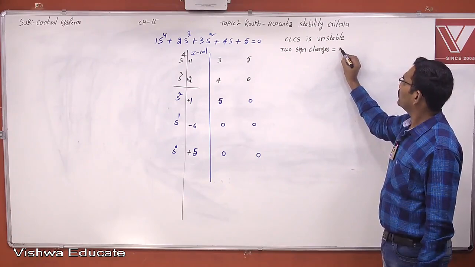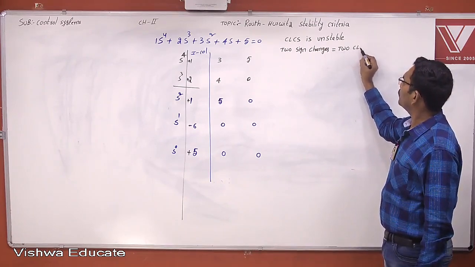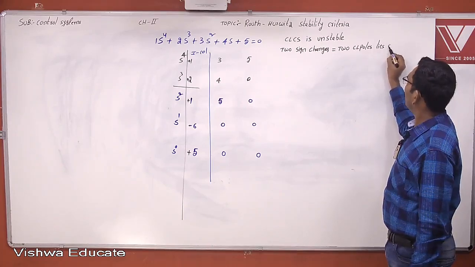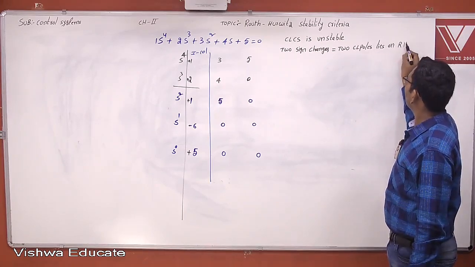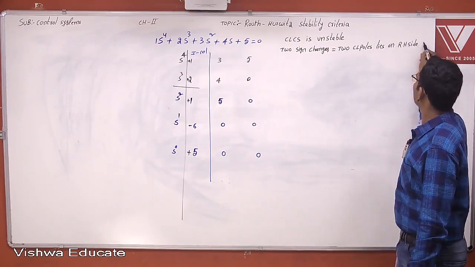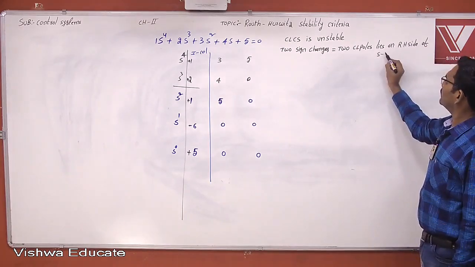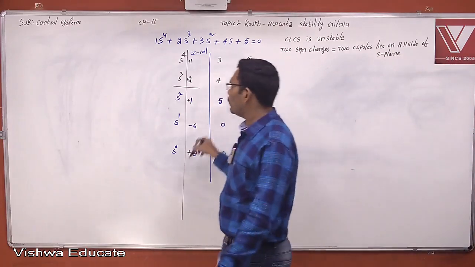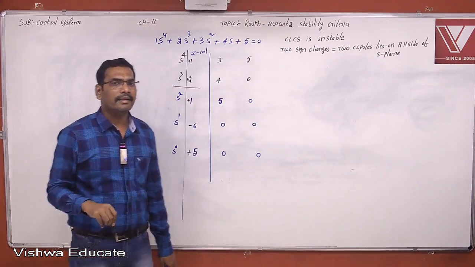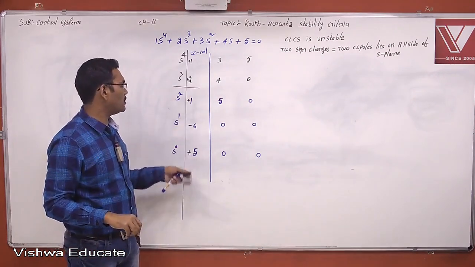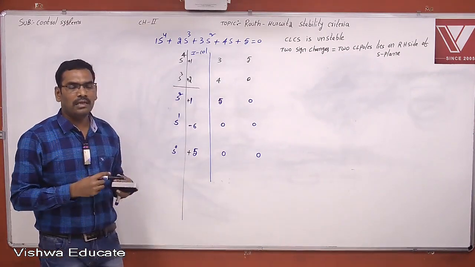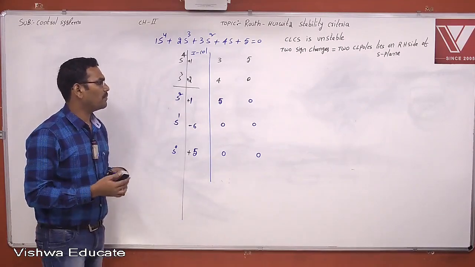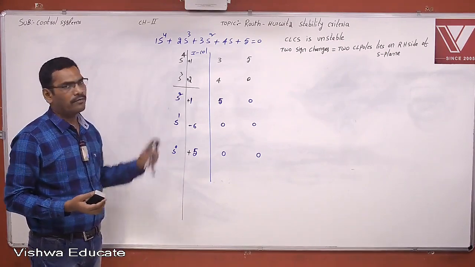Therefore, two closed loop poles lie on the right hand side of the S plane. There are two sign changes, therefore two closed loop poles lie on the right hand side of the S plane. The system is unstable. Now this is for order 4. Note this.